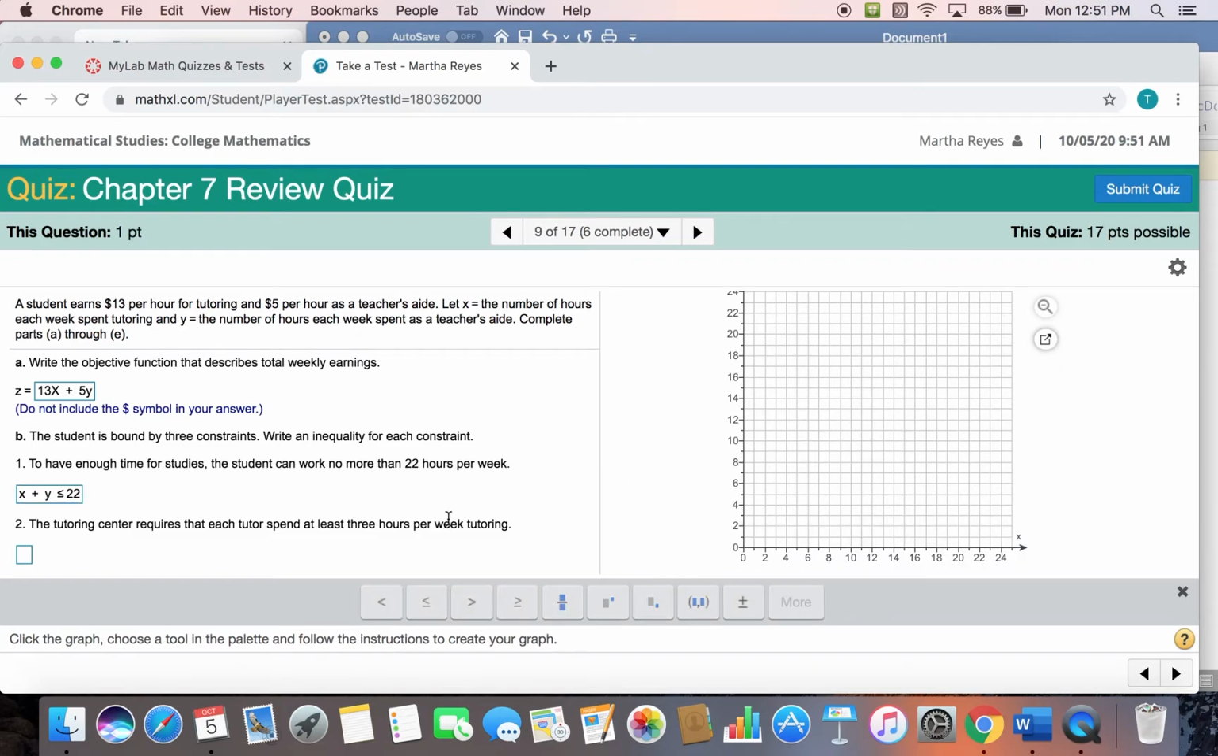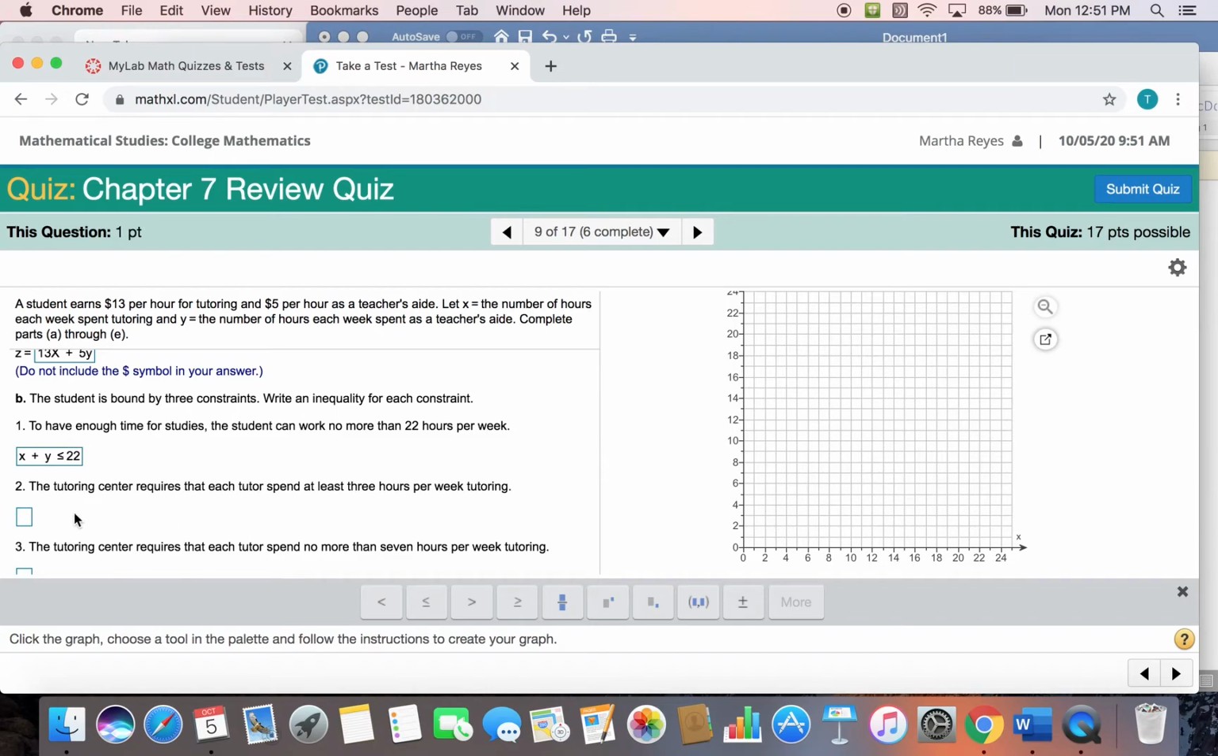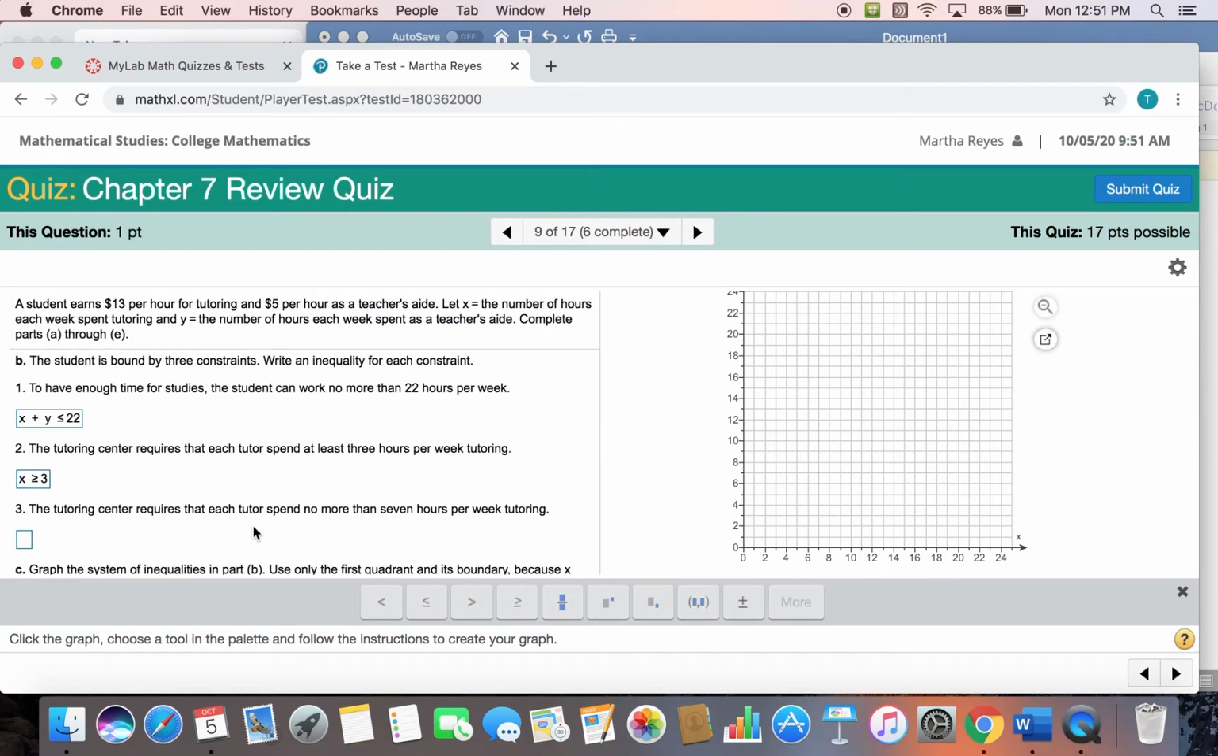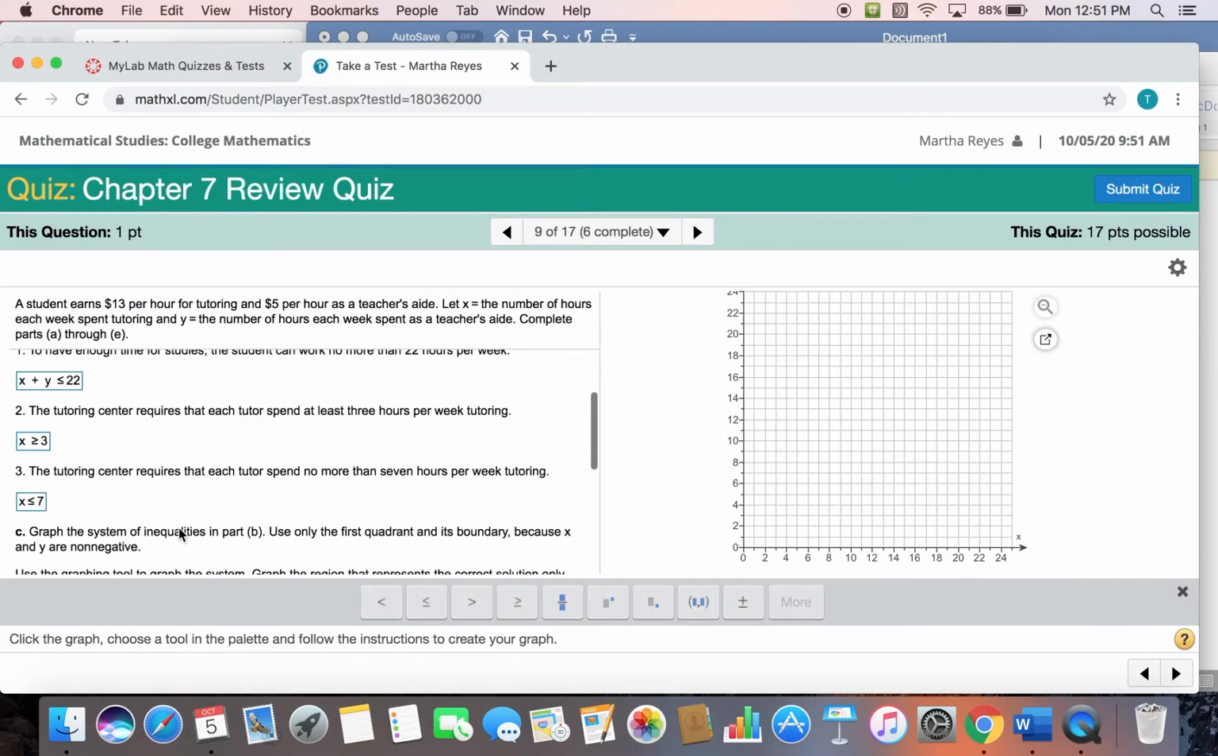Now, the tutoring center requires that each tutor spend at least 3 hours per week tutoring, which means that x has to be greater than or equal to 3, right? That's how you would write that inequality. Then the tutoring center requires that each tutor spend no more than 7 hours per week tutoring. That means that x has to be less than or equal to 7. So that's how you would write that one.